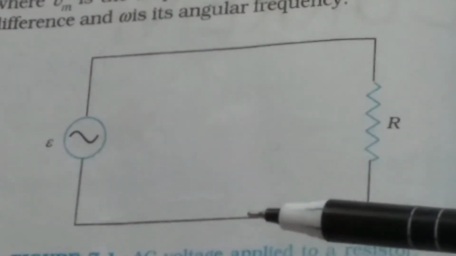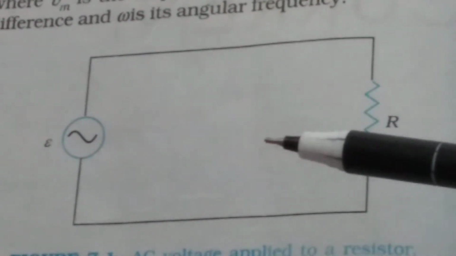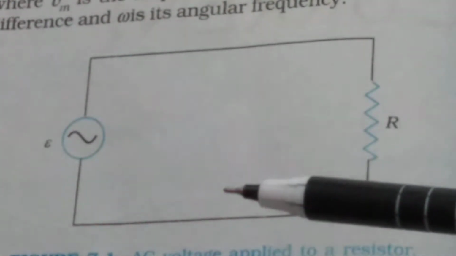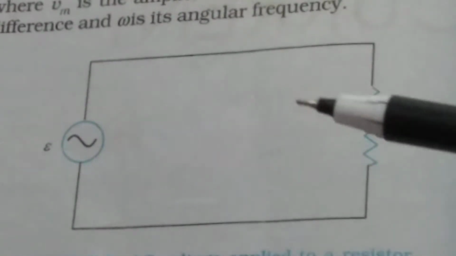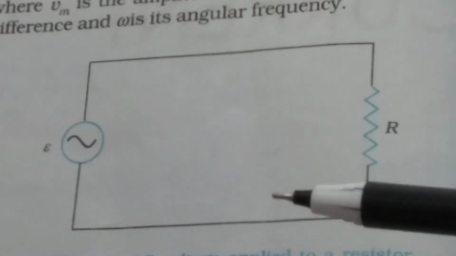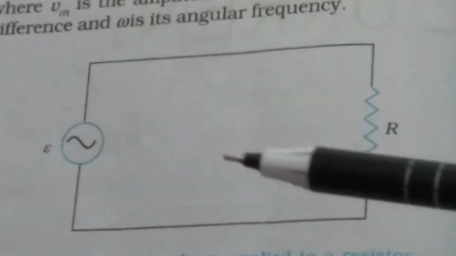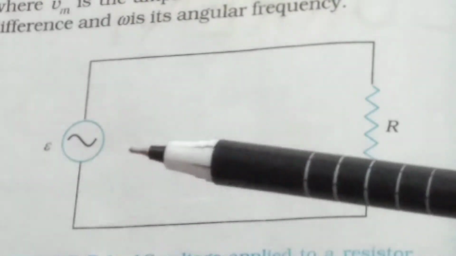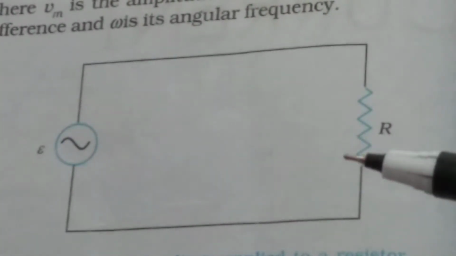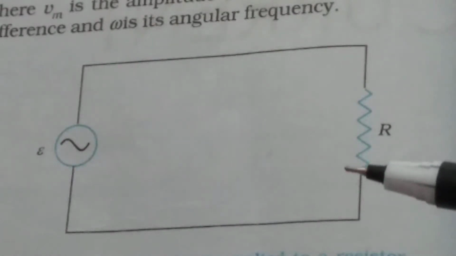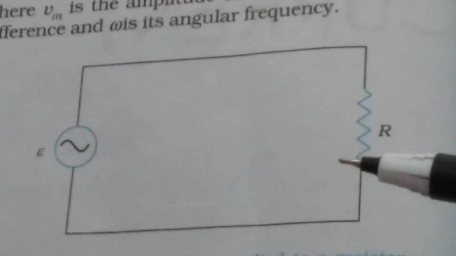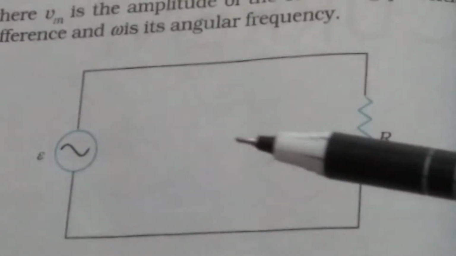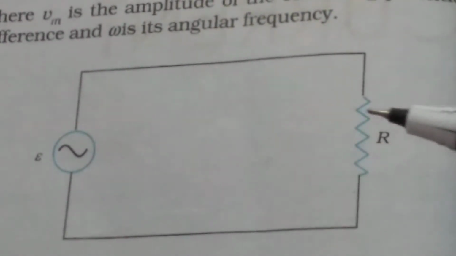Applying Kirchhoff's loop rule, or Kirchhoff's voltage rule, in a closed loop the total potential drop is equal to 0. This is a closed loop, so the total potential drop is equal to 0. That is, the potential drop in this AC source plus the IR drop in this resistance will be equal to 0. That is, the potential drop at the AC source must be equal to the IR drop in the resistance R.